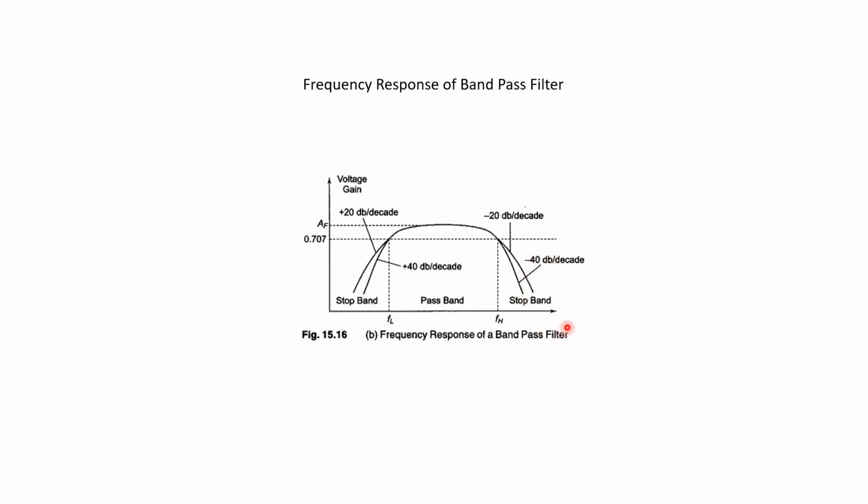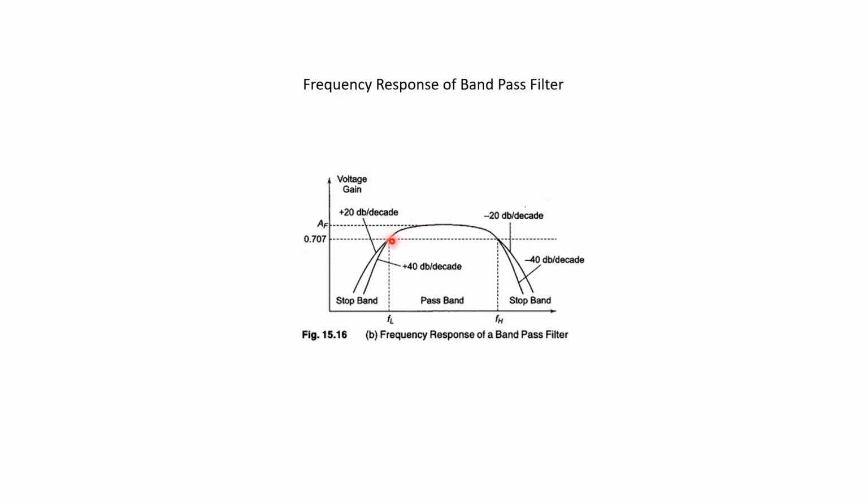And then we have a mid region. Here you can see the most flat region, in which at a certain point we are going to get the maximum gain. Afterwards, on both sides, whether we increase the frequency or decrease the frequency, the gain will start decreasing. So at a certain point the gain will be reduced by a factor of root 2.